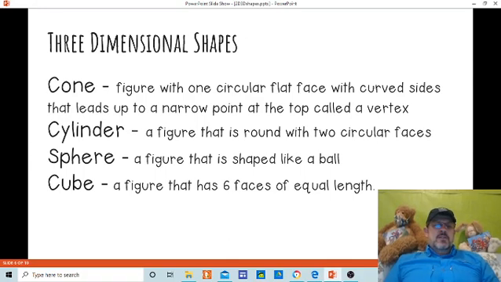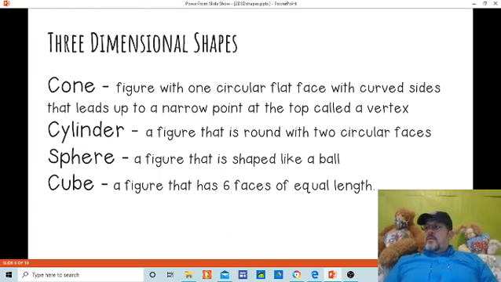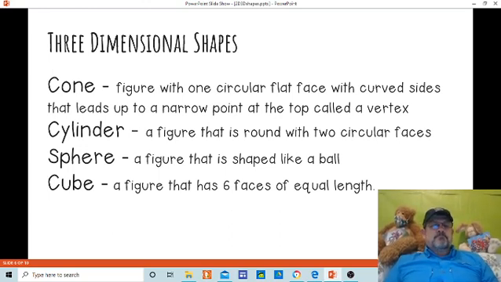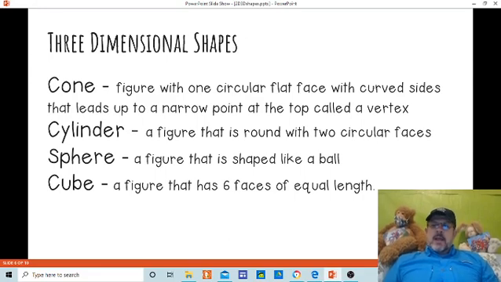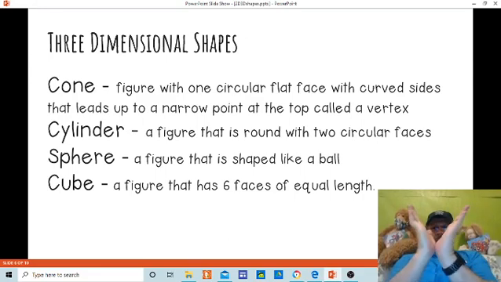Cone, cylinder, sphere, and cube. All right, now we're getting into three-dimensional shapes. A cone is a figure with one flat surface. It's the bottom. Or if you were looking at a snow cone, it'd be the top, right? And it has a curved side all the way around. It looks like that with a flat top, okay?